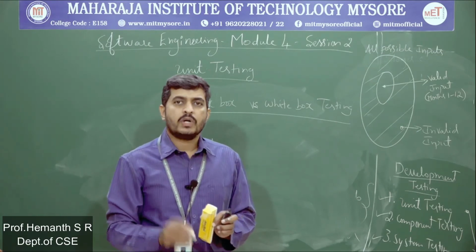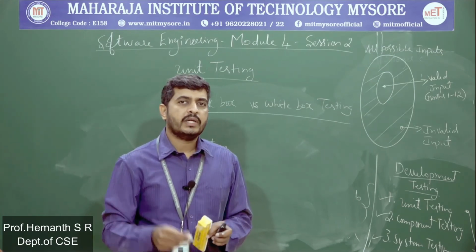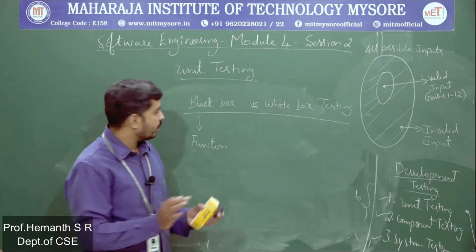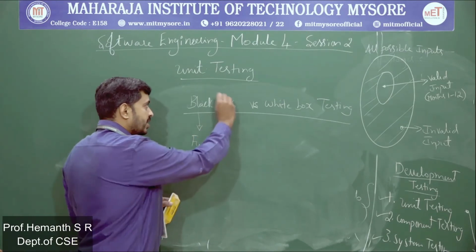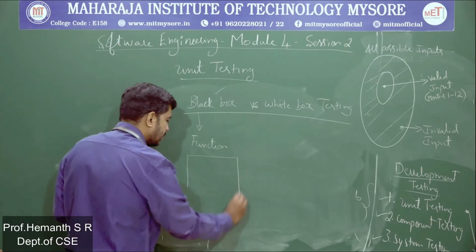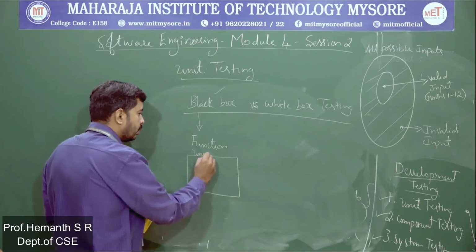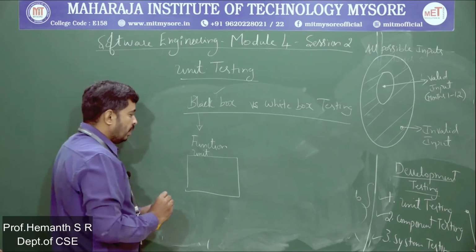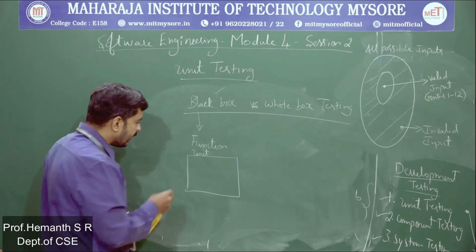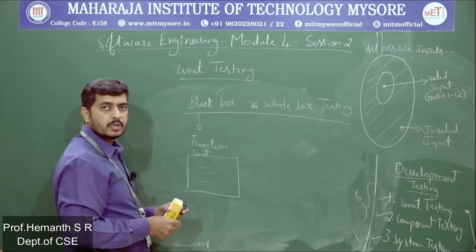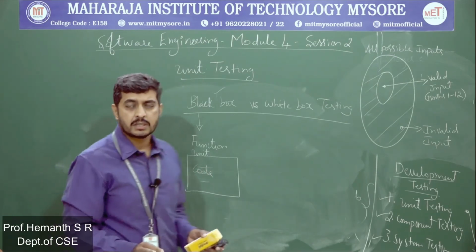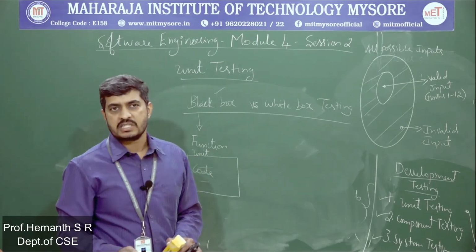It is not worrying about what is there inside, the inner details, or to be more specific, the coding details of that unit. That will not be taken into consideration by the black box. Black box is just treating the unit as one single part without taking into consideration what code is there inside. So that will not be of any concern during black box testing.